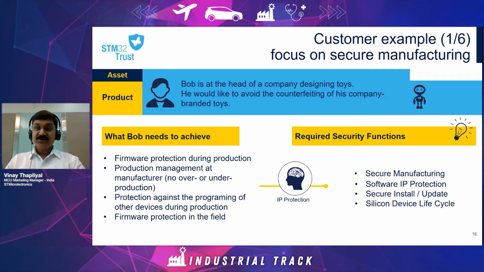For example, secure manufacturing, secure IP protection, secure installation and updates, silicon device complete life cycle. So these are some of the things he can ensure with the help of security functions so that his company is able to avoid the counterfeiting of the branded toys.